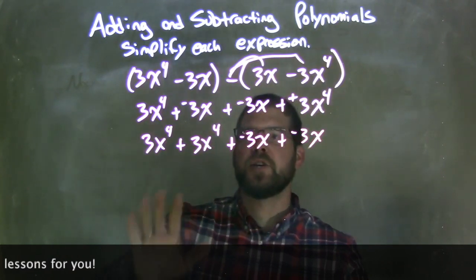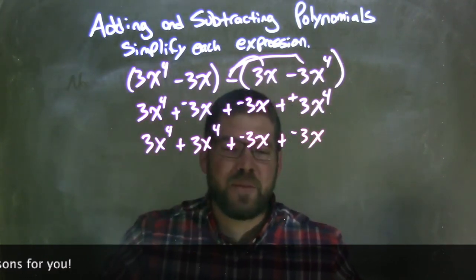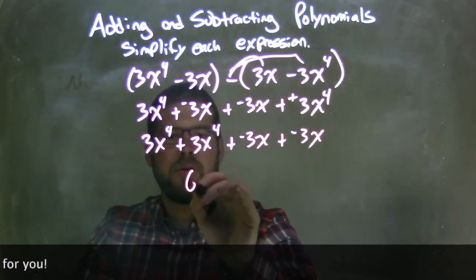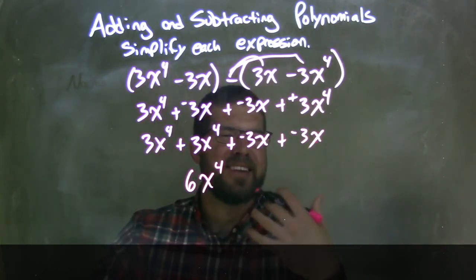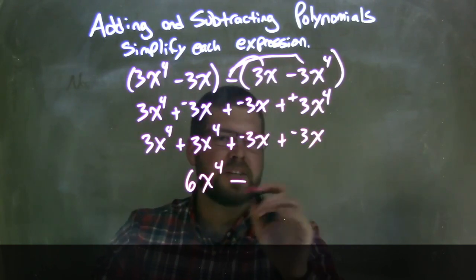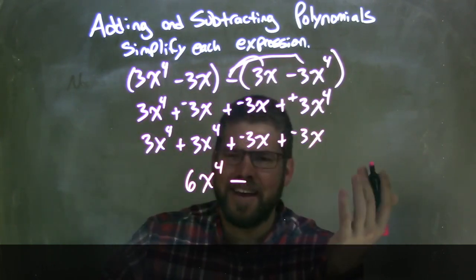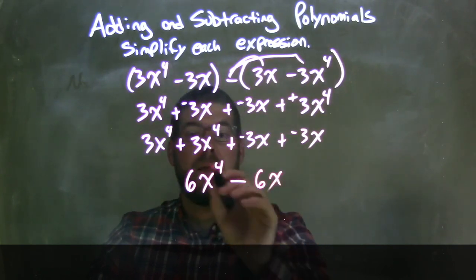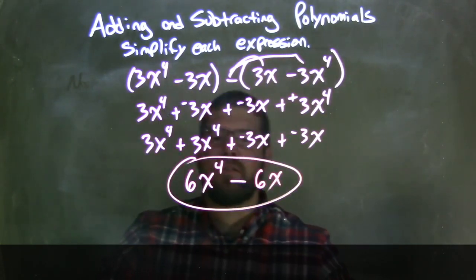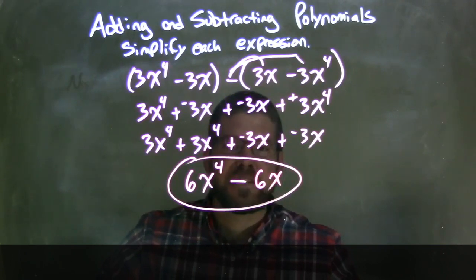So combine our like terms now. 3x to the 4th plus a 3x to the 4th is a 6x to the 4th. And then negative 3x plus a negative 3x is a negative 6x. So we can just put subtraction instead of plussing a negative, minus 6x right there. And there we have it, okay? We have 6x to the 4th minus 6x.